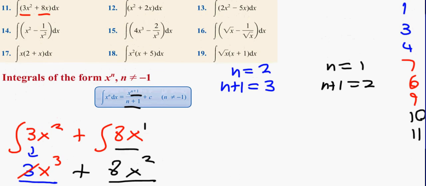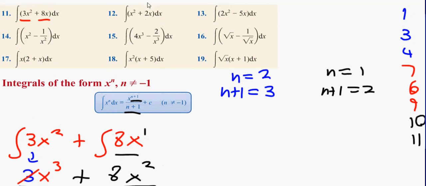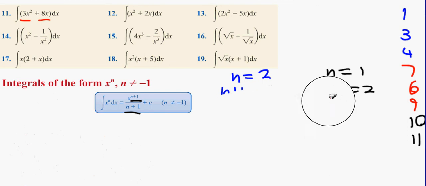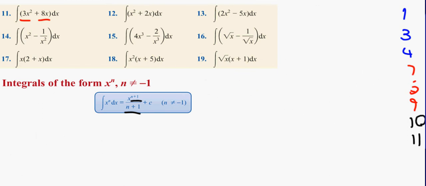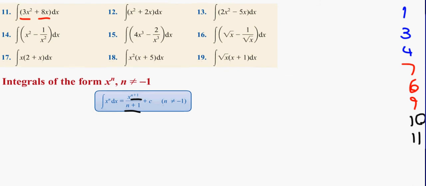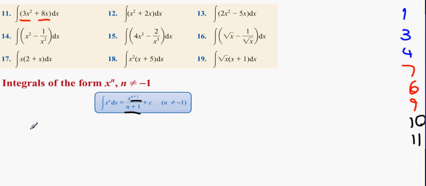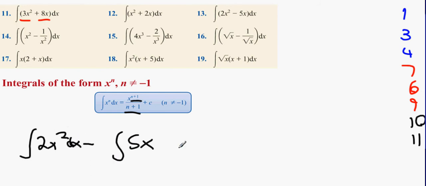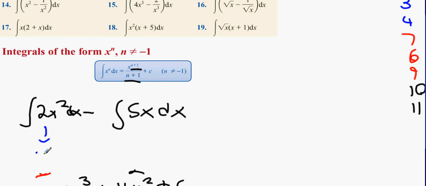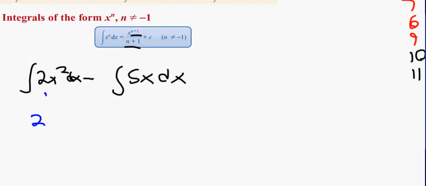Okay, so now we're going to move on to question 13. Question 13 is the integral of 2x squared minus the integral of 5x. So you can divide up the integrals into 2 parts. And once again, we're going to start off by bringing down the 2 because it's a constant. So the 2 doesn't matter. So we can say 2 times the integral of x squared.